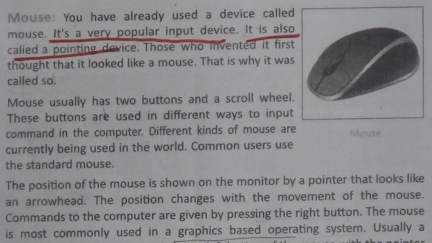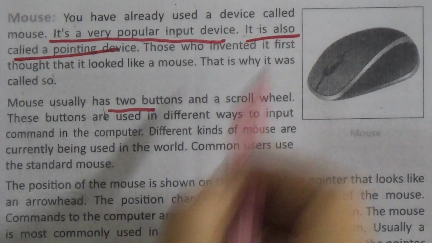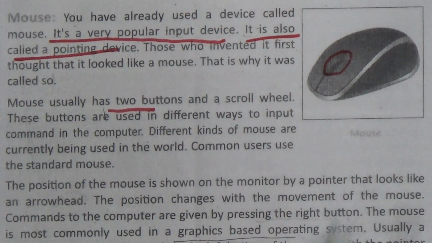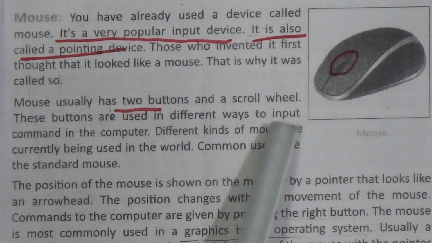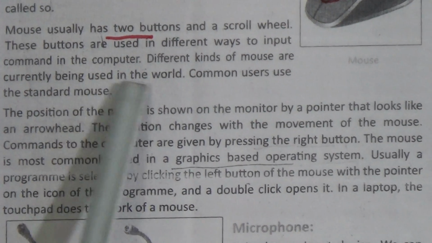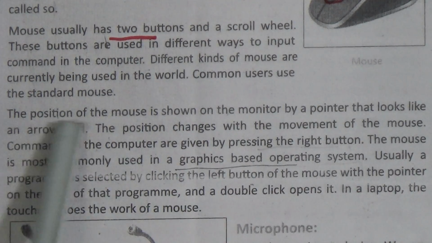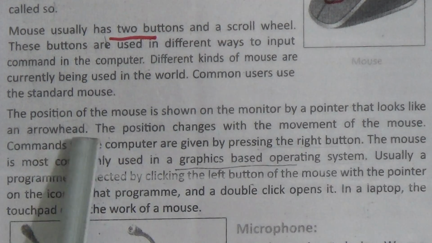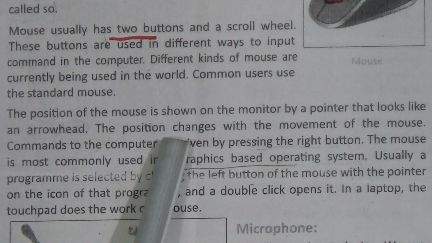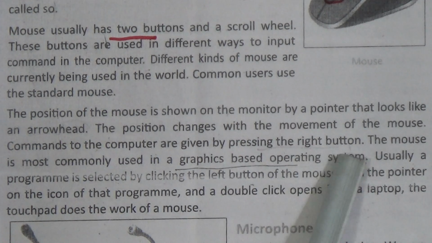Mouse usually has two buttons and a scroll button. Two buttons, left and right buttons, and in the middle portion, we call it a scroll button. Different ways to input commands in the computer. Different kinds of mouse are currently being used in the world. Common users use the standard mouse. The position of the mouse is shown on the monitor by a pointer that looks like an arrowhead. The position changes with the movement of the mouse. Commands to the computer are given by pressing the right button.